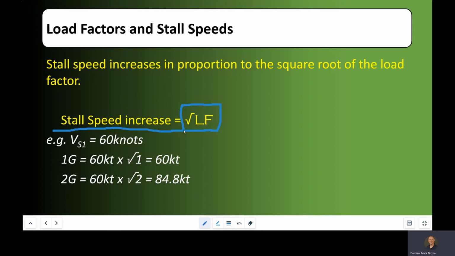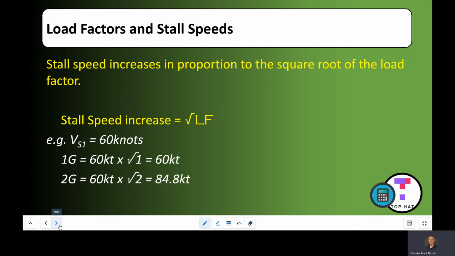You know, load factor of 1, let's see, square root of 1 is 1. We have no change in stall speed. If I pull 2 Gs, square root of 2 times 60 means my airspeed for stalling increases from 60 to 84.8. So the more Gs I pull, the greater the stall speed becomes by a factor of the square root of that load factor.